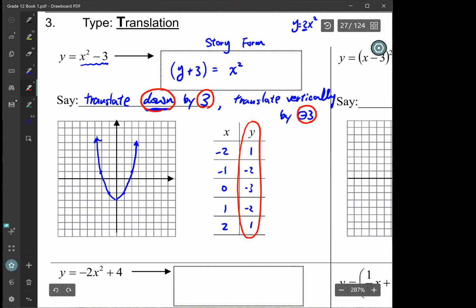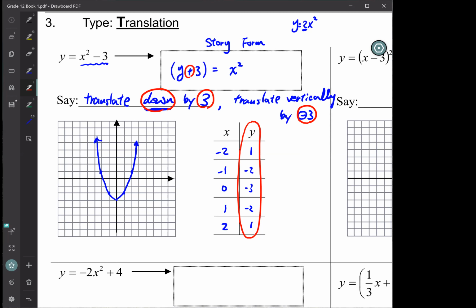Circle those keywords. So after you change to story form, if you see an adding, right? Then that will be going down, right? Y plus 3 will be going down. So if I want to move it up, what will be inside the bracket? If I want to move up by 3, what will be inside the bracket?